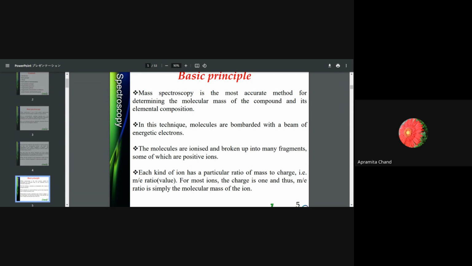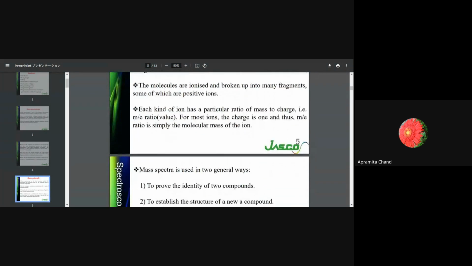Now each kind of ion has a particular ratio of mass to charge, that is the m/e ratio. For most ions, the charge is 1. So, the m/e ratio will simply be the molecular mass of the ion.